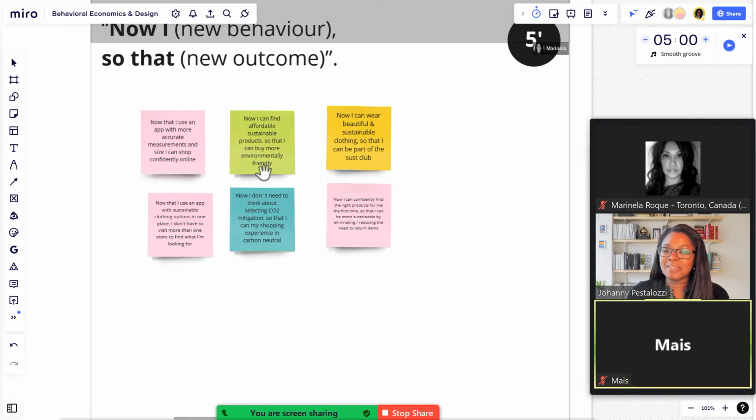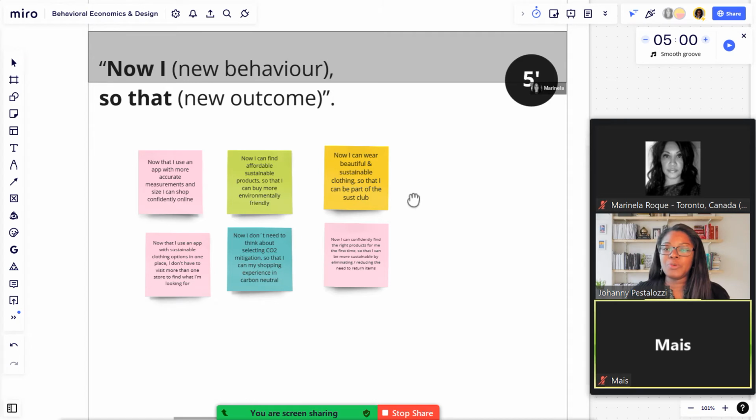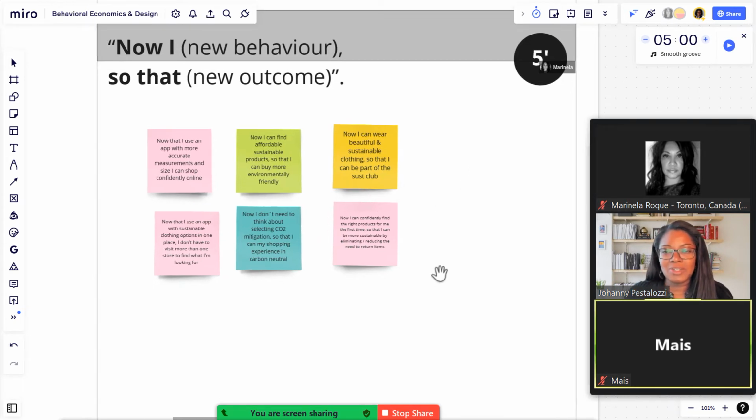We have some ideas written here, so I would like to give you the opportunity to present what you wrote, what could be future behavior of users to achieve what outcome in this sustainability shopping app. So, who would like to start?